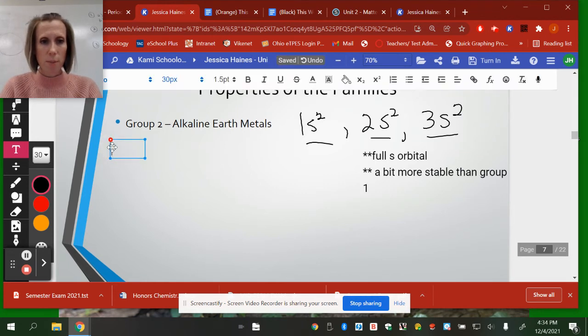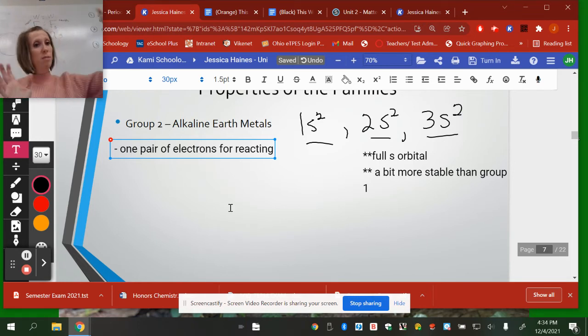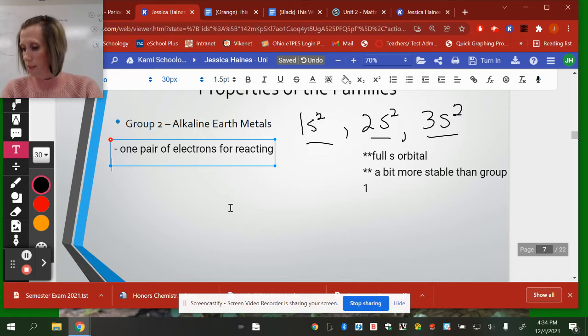So let's talk about some properties of the alkaline earth metals. They have 1 pair of electrons for reacting. So instead of just having 1 electron, which generally tends to just leave the atom with the alkali metals and then everybody's happy, this is a pair of electrons. So they're really more about sharing a little bit than the alkali metals are, because they can share a pair of electrons, like, hey, I have a pair of electrons to contribute to gain a full octet.